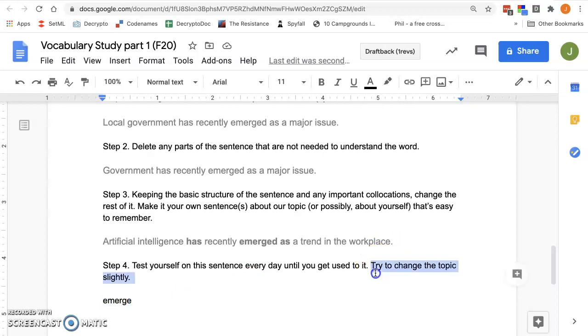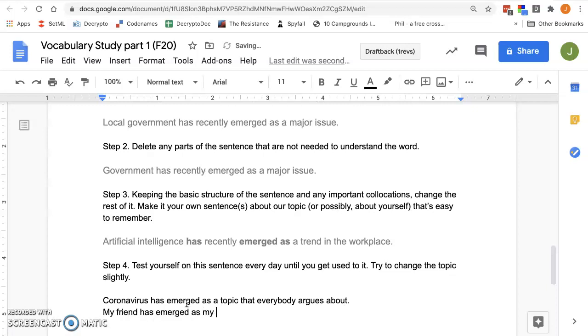The last step is once I'm used to that, once I can remember that structure, then I can start to play a little bit with the sentence and make different sentences that are very slightly different, right? So I can say, coronavirus has emerged as a topic that everybody argues about. And I can say, my friend has emerged as my best friend. I don't know. So I'm just working on taking that same structure and maybe this is weird, isn't it? Yeah. Tommy has emerged as my best friend, maybe. I don't know. So I'm trying to make my own sentences using that structure. And maybe they won't all work, but I'll have some idea how to use that word in the future.